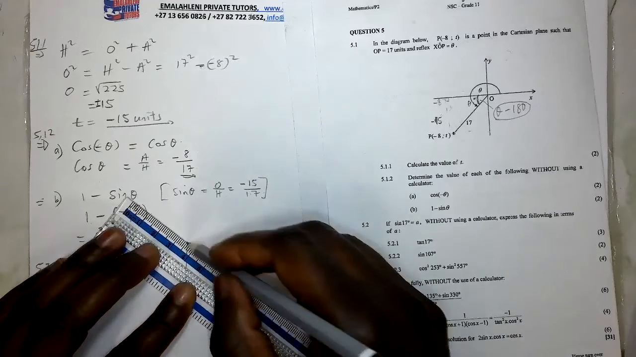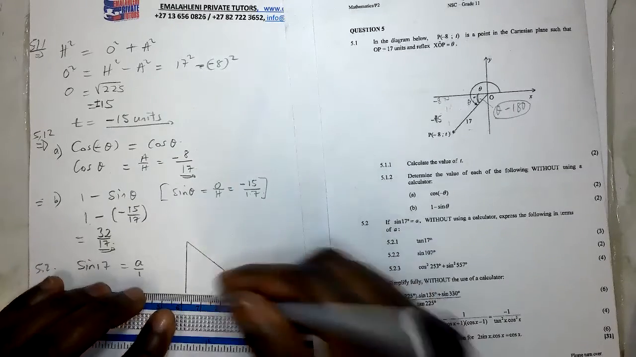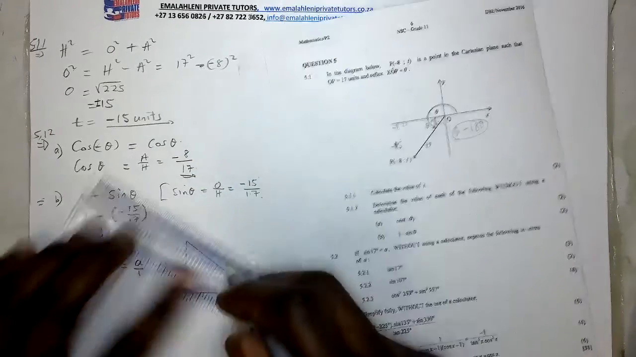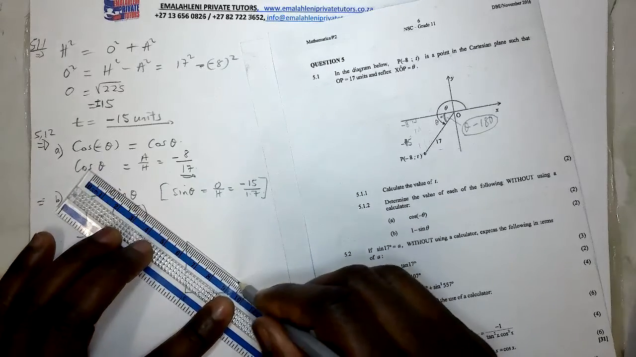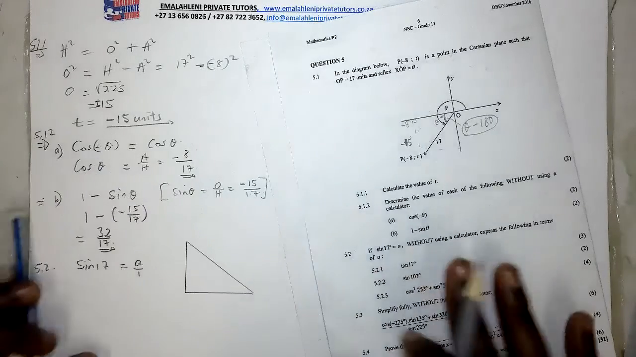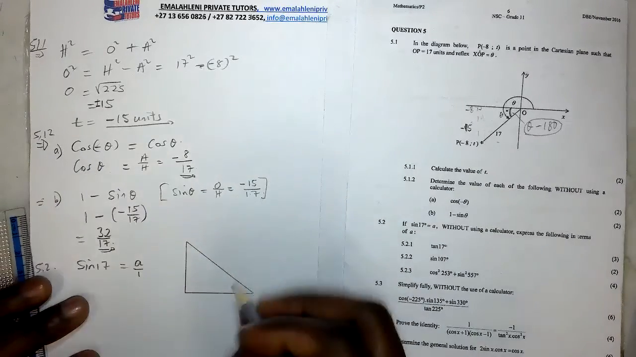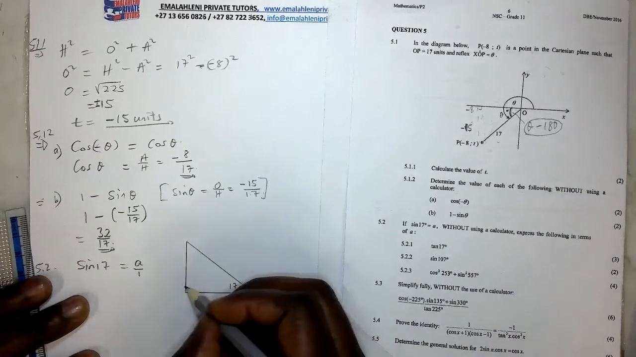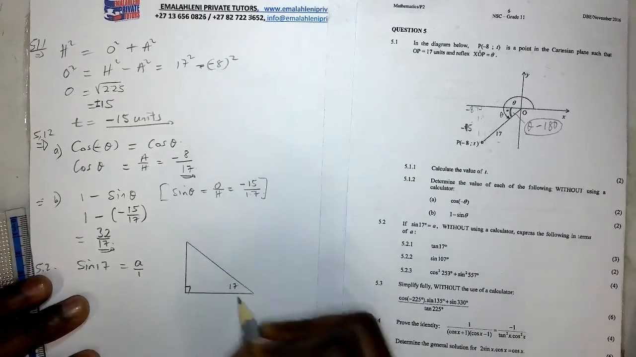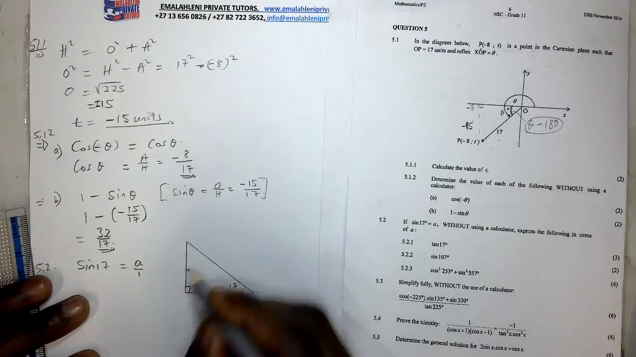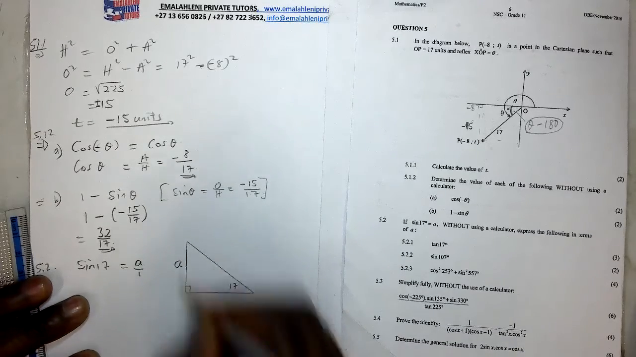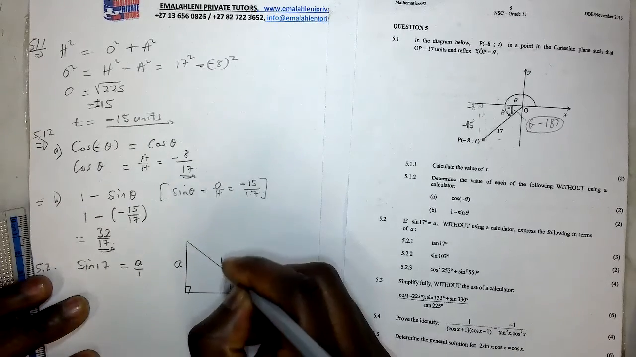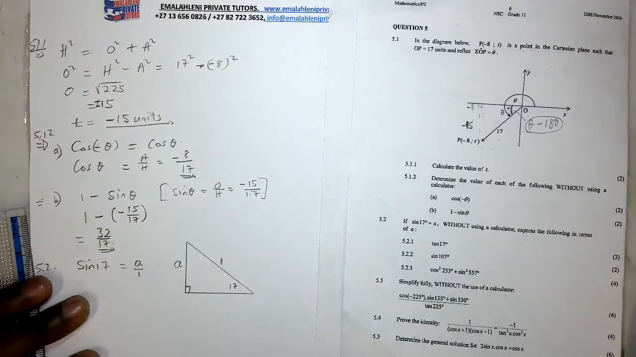You create your triangle here, and your triangle is going to help you because it is going to have your opposite side and everything. So you're going to have 17 here, then we have got 90 here, and this is our angle. Opposite to that, we have got A. What is our hypotenuse? It is equal to 1. That's what you have to deduce there.